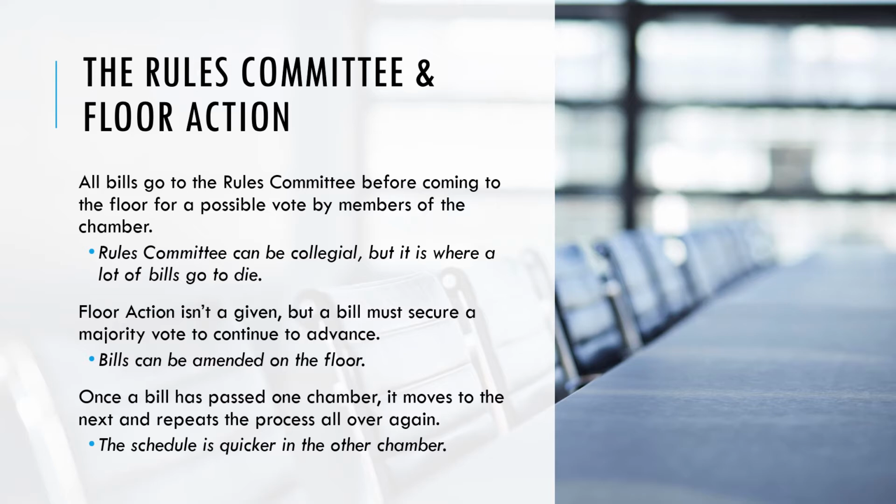Step 5 is action on the floor by either the full House or full Senate. This is a friendly reminder that even if a bill makes it to the floor, it's no guarantee that it will be voted on by that body. Bills can be amended on the floor with a majority vote in favor of that change. A simple majority is required for most bills. Revenue bills, like the state bond bill, require a 2/3 majority vote in favor.